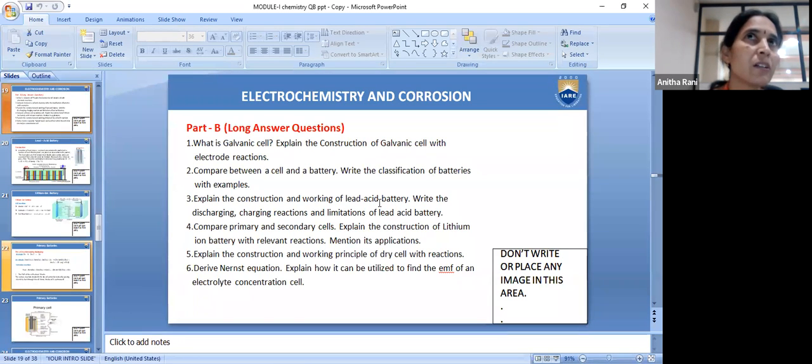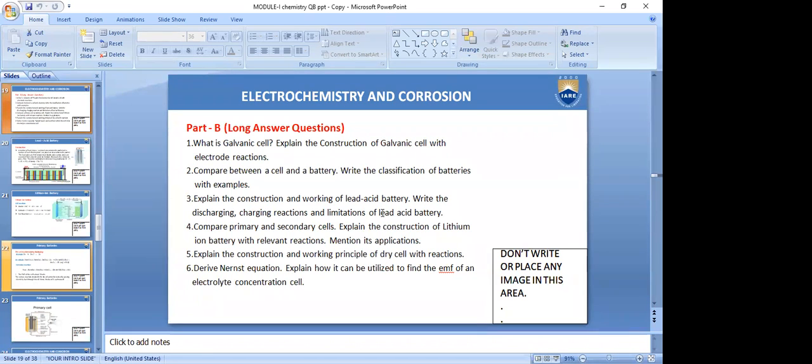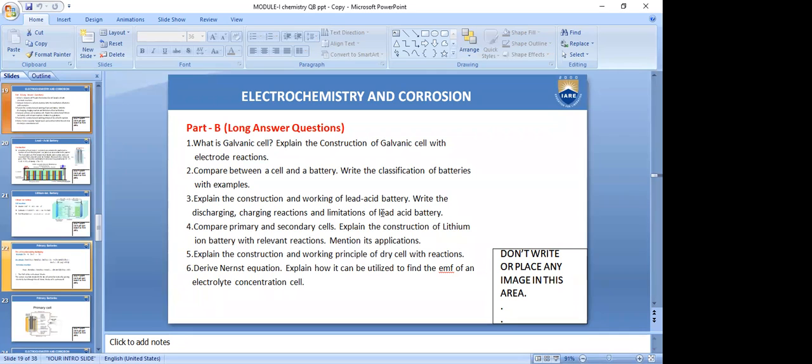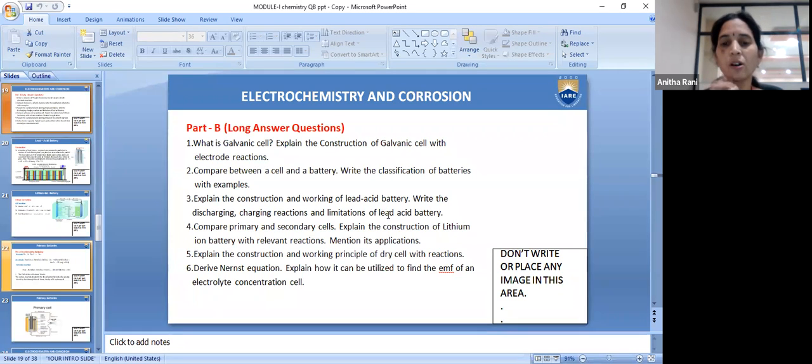What happens to the battery if the fumes come out? If the fumes come out of the battery, the surroundings will undergo corrosion. The battery will undergo corrosion. So to avoid this, we will use sealed cells. Okay? Yes, ma'am. Okay.